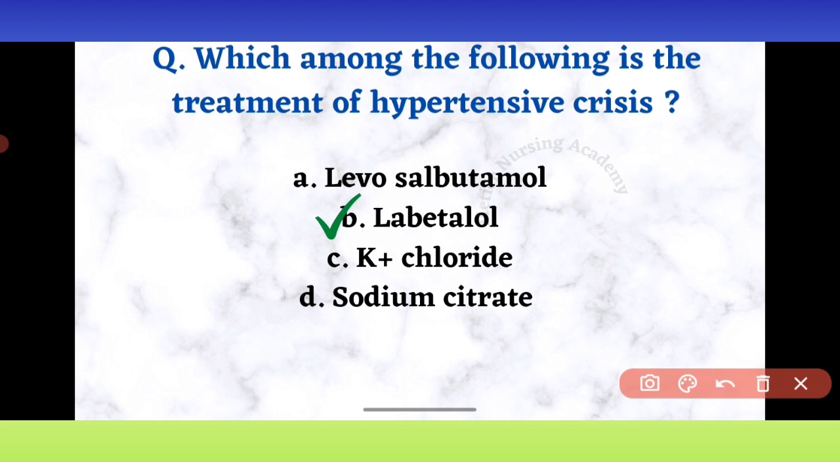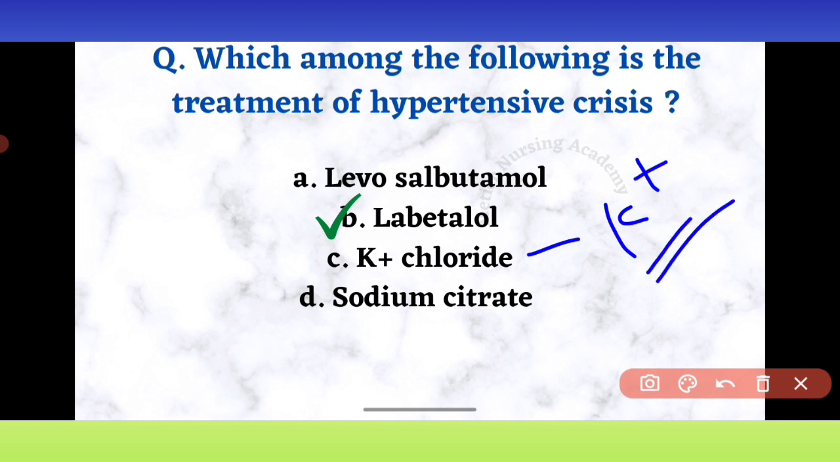And the second option is labetalol. As you all know, it is a beta blocker. So it is used for treating what? Blood pressure, high blood pressure. So this is the right answer. Whereas C, that is potassium chloride, is used to correct the potassium level in the body.